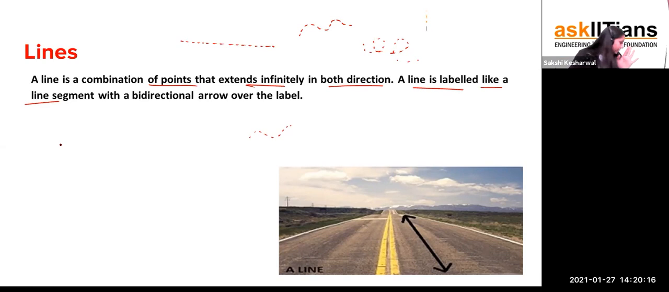You can see how a line is formed. If I take a sheet of paper, can you see this sheet of paper? Take a sheet of paper and fold it. If you take a fold of a paper, you see that a crease has been formed. This crease is what? A line. This crease is a line.